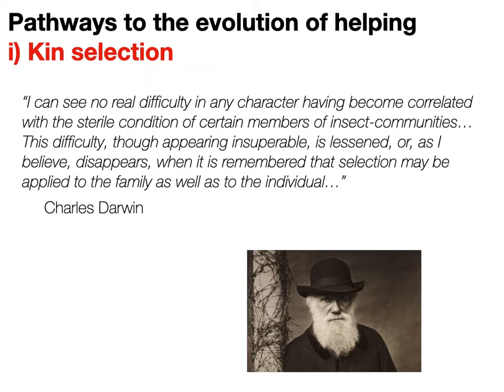It's written in 1800s language, so it's a bit ponderous and hard to understand. But he says, "I can see no real difficulty in any character or trait having become correlated with a sterile condition of certain insect communities. The difficulty, though appearing insuperable, is lessened or maybe disappears when it is remembered that selection may be applied to the family as well as the individual." So this was 100 years before Hamilton came up with Hamilton's rule, and Darwin already had the inklings of it. He was already writing about how perhaps selection acted on family members, not just the individual.